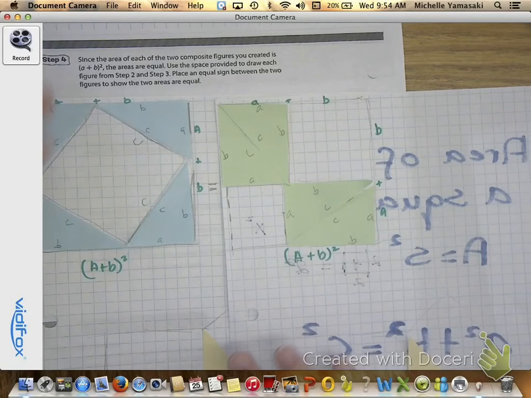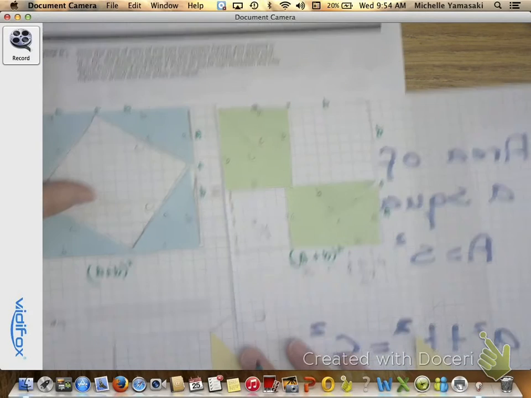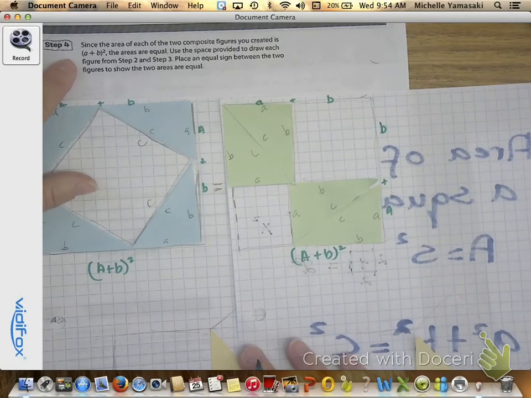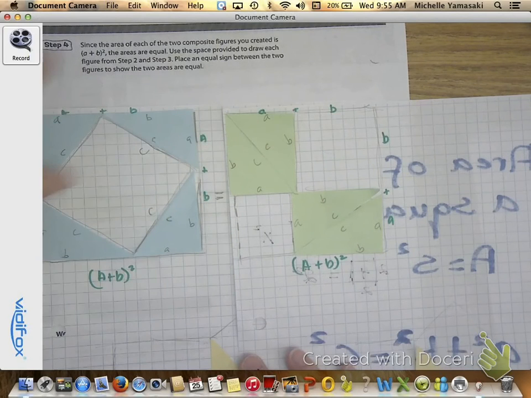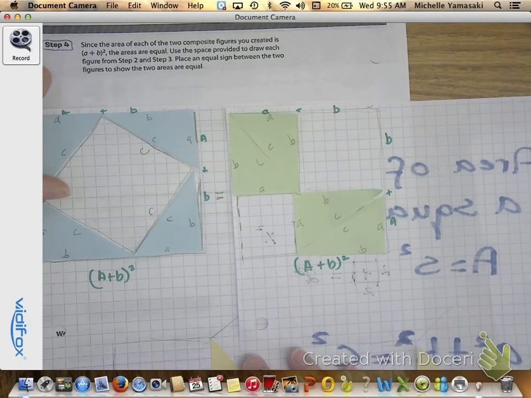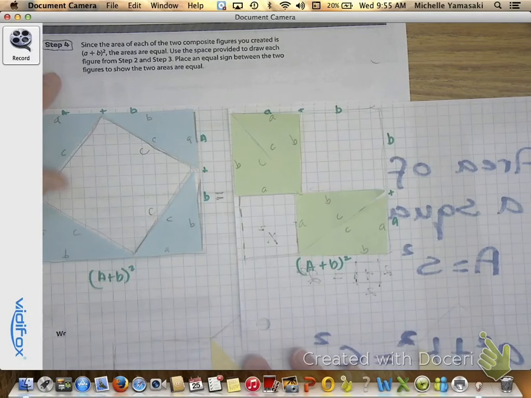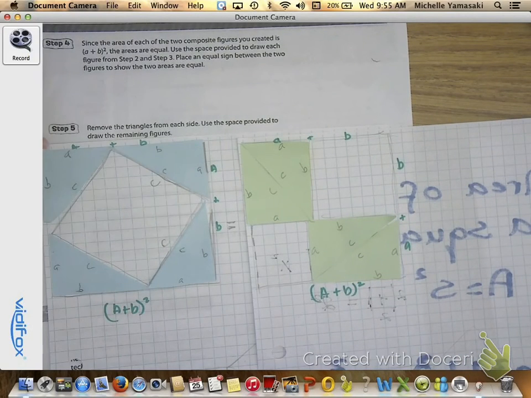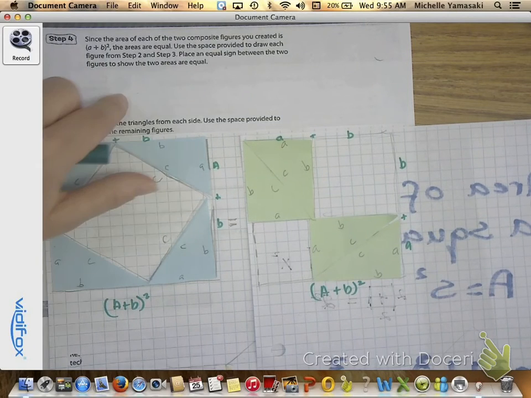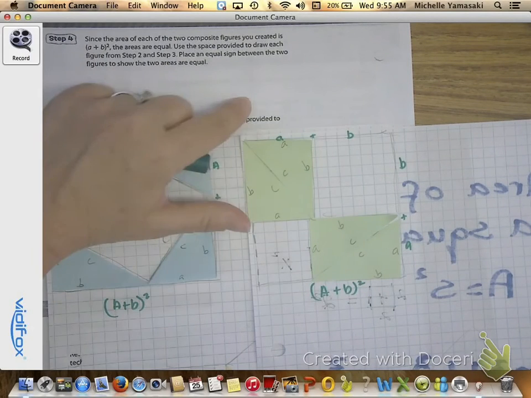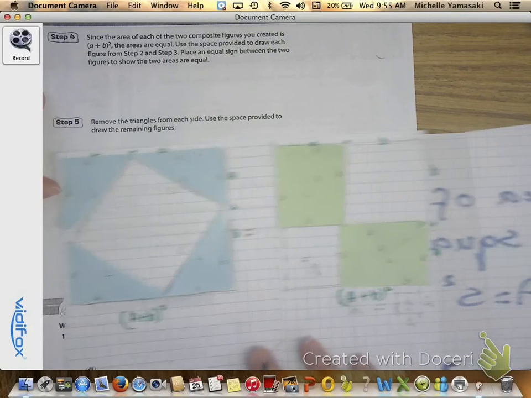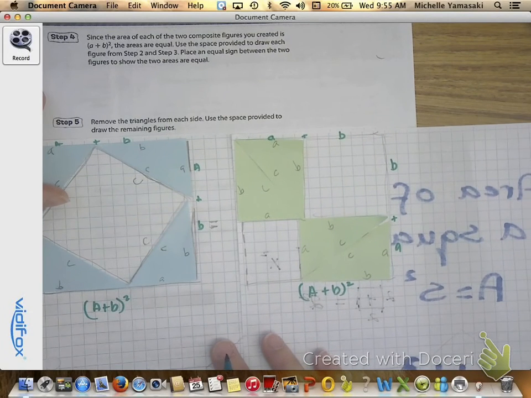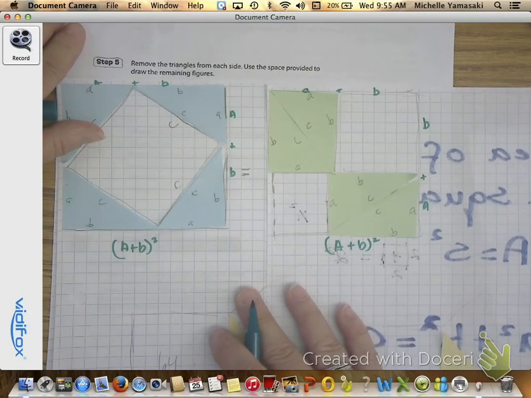Okay, so now what we want you to do, use the space provided. Keep going. Use the space provided to draw each figure from step 2 and step 3. Place an equal sign between the two figures to show the two areas are equal. Okay, so you're going to draw those two figures here. Now, because class time is up, you're going to draw the two figures here, okay? And then step 5.